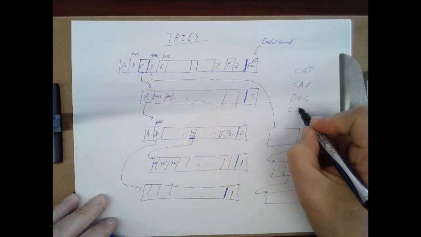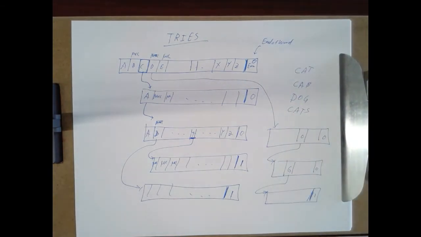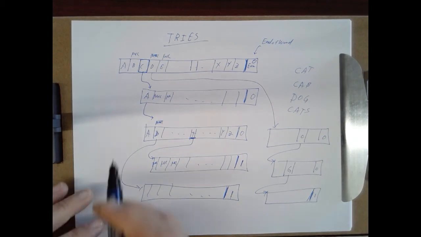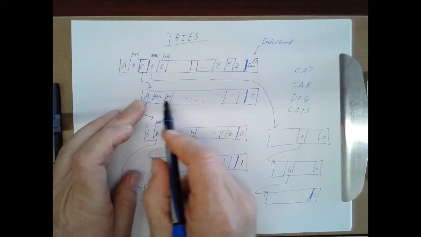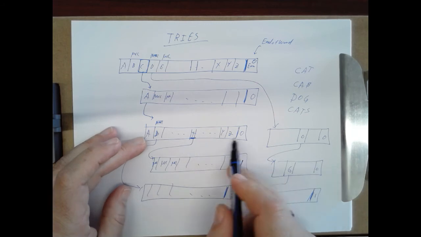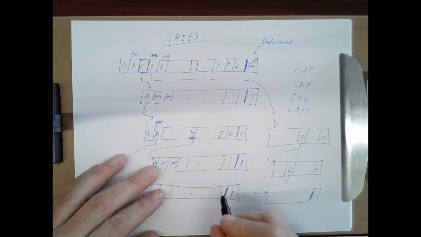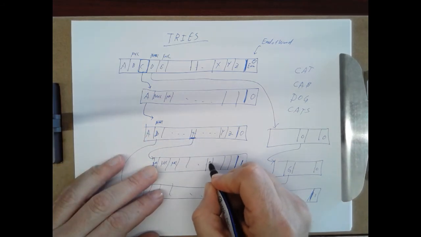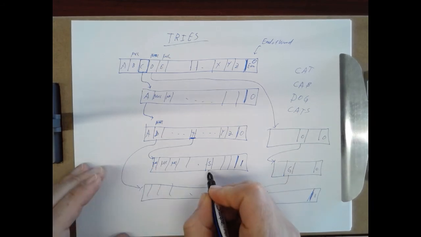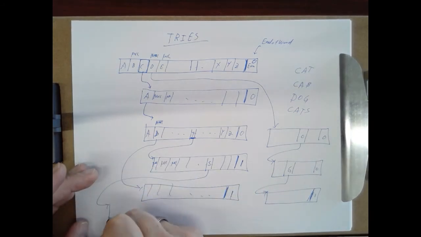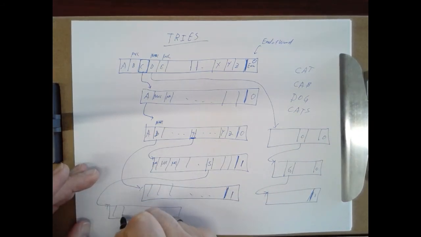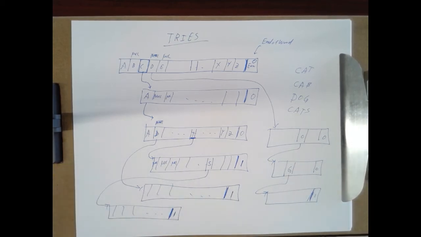All right, let's store cats. So we've got C, that points to a node. We've got A, that points to another node. We've got T, that points to another node. In this node, the S field is going to point to another node. And that's going to have an end of word equal to 1.